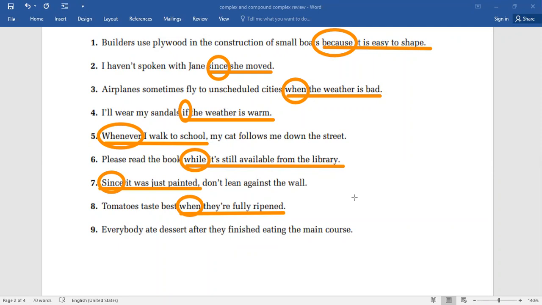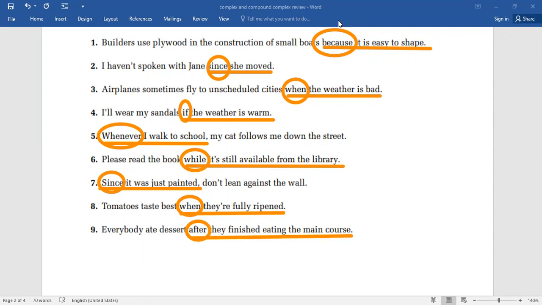Okay. And last but not least, number nine. How about Ibrahim? Ibrahim, can you please underline the subordinate clause for us? After they finished eating the main course. Bravo. Okay, and what are we going to circle? After. Perfect. And what is the word after? Subordinate conjunction. Perfect. Okay, great, guys.